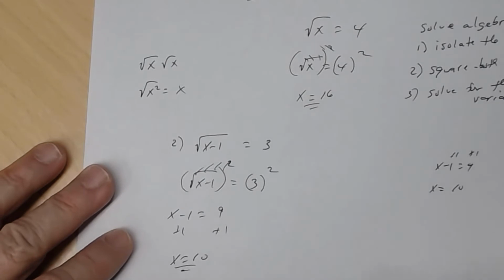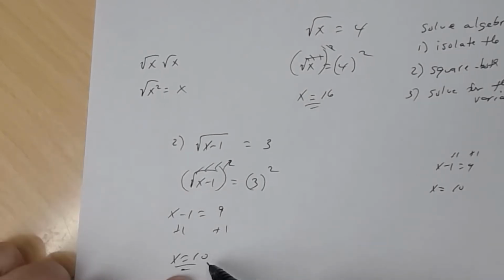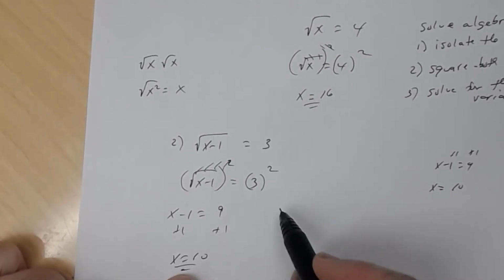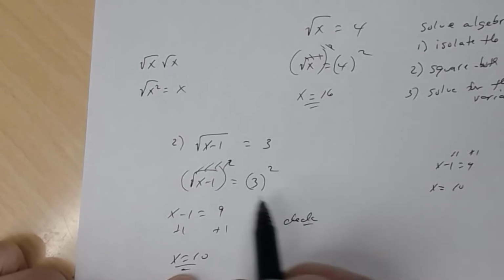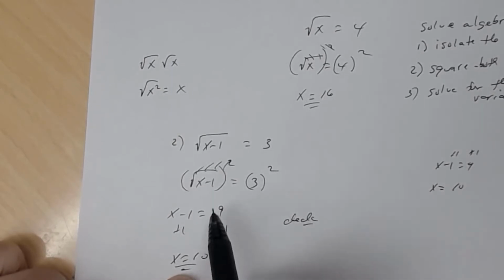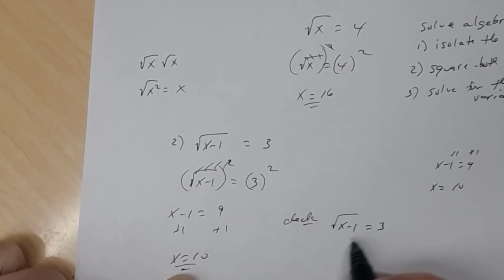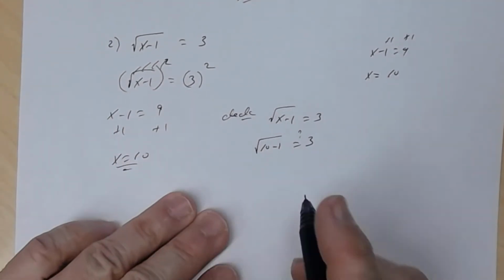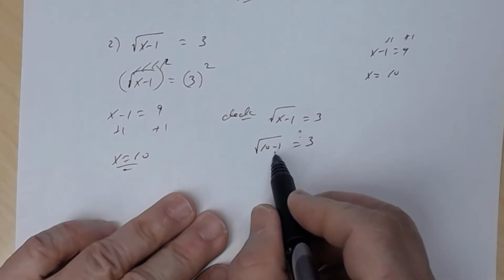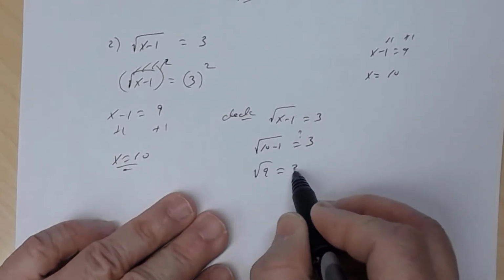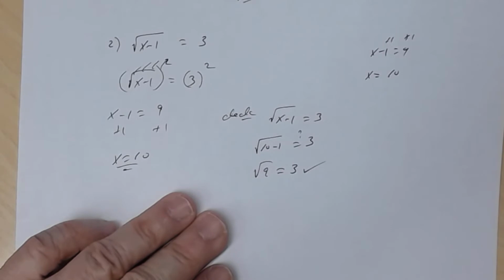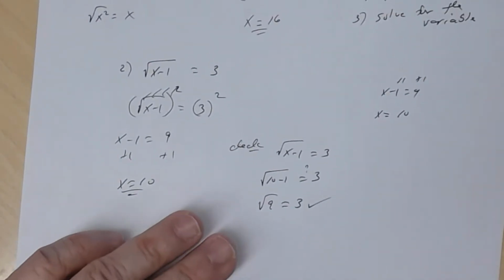Now let's go ahead and check this to make sure it's correct. Always check. So if I check this, you go back to the original problem. I'm saying x is 10. So I'm looking at the square root of x minus 1 equal 3. Is the square root of 10 minus 1 equal to 3? That's the question. If you look at this, 10 minus 1 is 9, and the square root of 9 is indeed equal to 3. All right, so that's number 2.